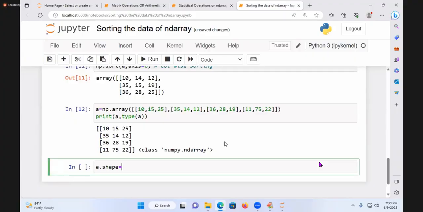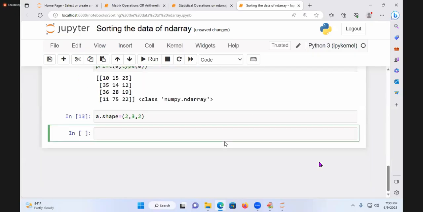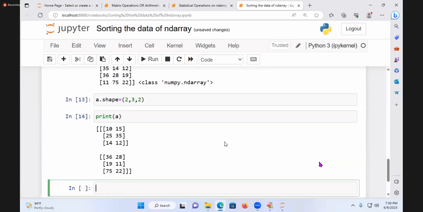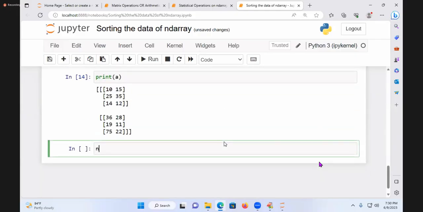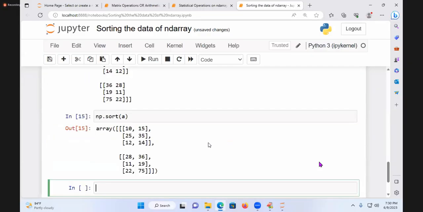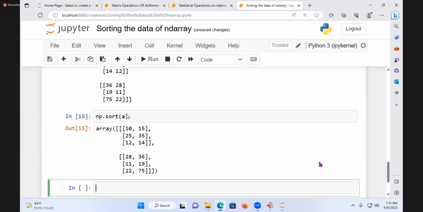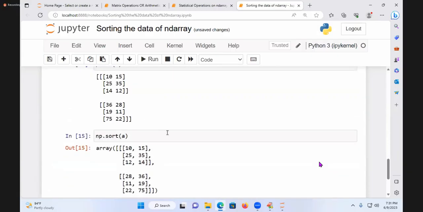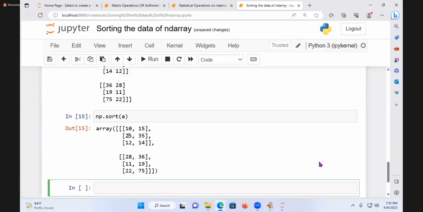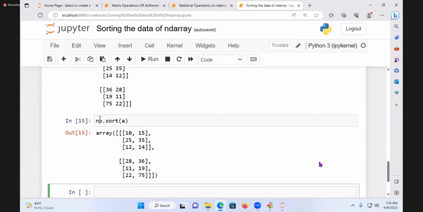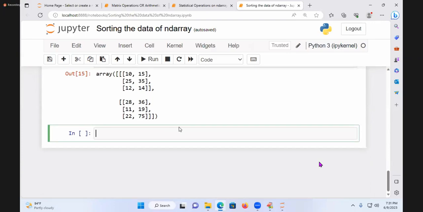Print of this one. A dot shape is equal to 2 comma 3 comma 2. Then, done. Print of A. Now go for NP dot sort of A. How is it sorted, you see. 10, 15, 25, 35. Earlier 14, 12. Is it 12, 14 or not? Next, second matrix: 36, 28, 28, 36. 19, 11, 11, 19. Here 75, 22, 22, 75.